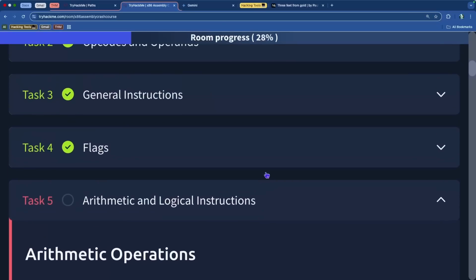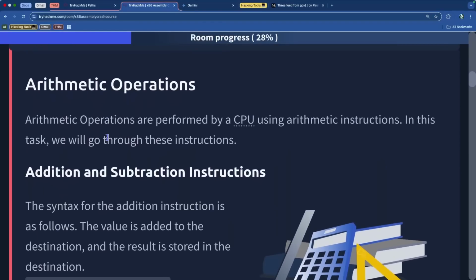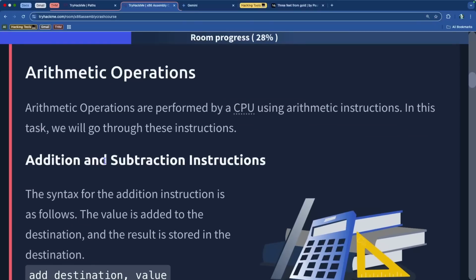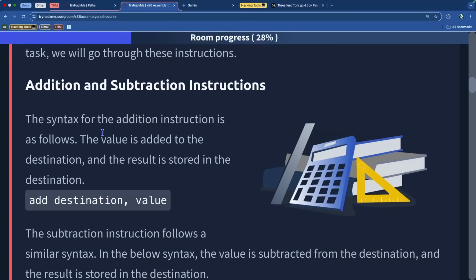So far, pretty much everything that we've talked about has kind of fallen under general instructions. Arithmetic operations, and I guess technically flags can also fall under arithmetic operations, but arithmetic operations are performed using arithmetic instructions. So if you know what arithmetic means, you can kind of wrap your head around what this would be. This might be a little bit easier to understand. So addition and subtraction instructions.